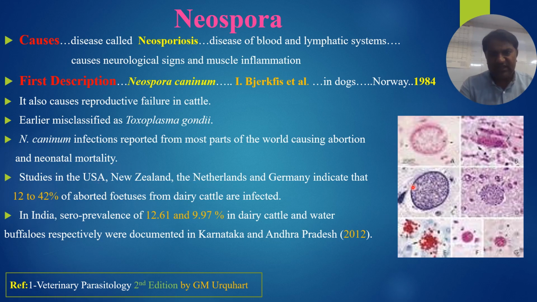You can see in this picture that studies in the USA, New Zealand, Netherlands, and Germany indicate that 12 to 42% of aborted fetuses from dairy cattle are infected. In India, seroprevalences of 12.61% and 9.97% in dairy cattle and water buffaloes respectively were documented in Karnataka and Andhra Pradesh in 2012.